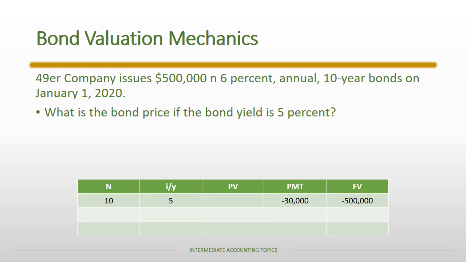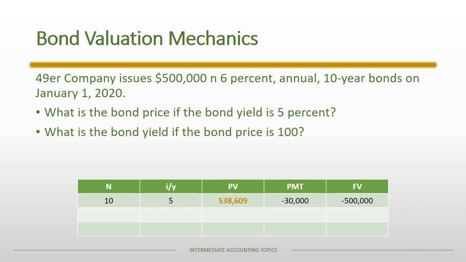And so we can fill in the I/Y. Now we have all four elements that allow us to calculate the bond price. In this case, the bond price is $538,609, which means that the bond has been issued at a premium. The reason the bond is being issued at a premium is because the bond rate, 6%, is greater than the bond yield of 5%.